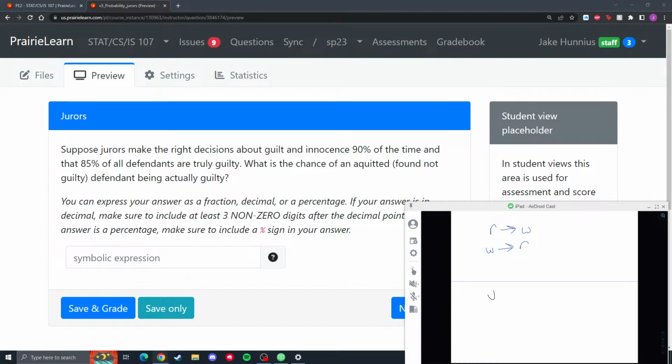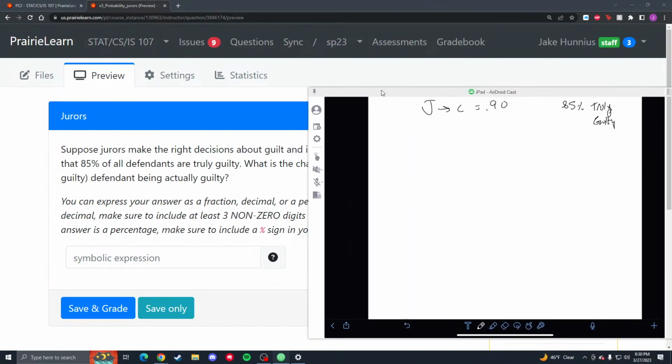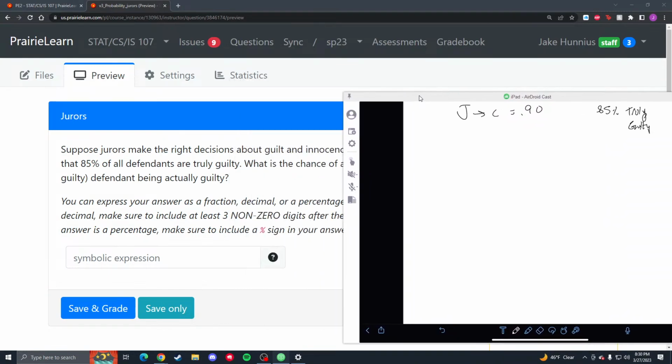So jurors are correct 90% of the time, and 85% truly guilty. Sorry about the chicken scratch up top. All right, so I'm going to go ahead and hopefully make this bigger, make it a little bit easier to see.